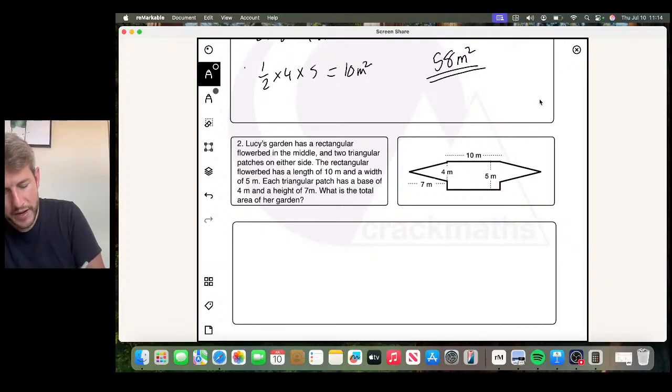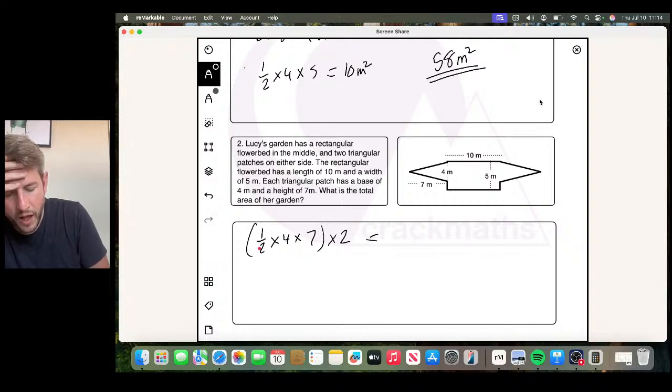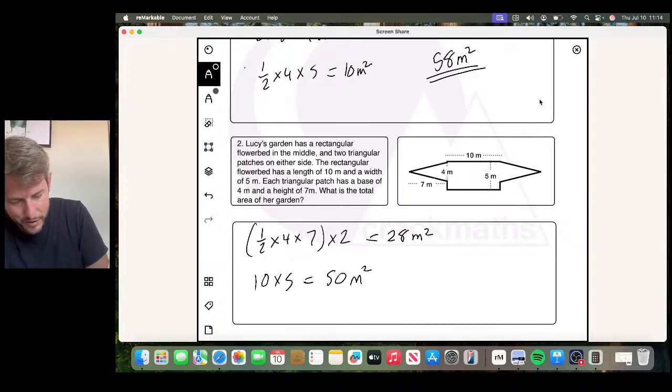So we have got the triangles, which is a half times 4 times 7. But then we've got 2 of those, so I can times that by 2. So let's work out what this is. So a half of 4 is 2. 2 times 7 is 14. 14 times 2 is 28 metres squared. And then the rectangle is 10 times 5, which is 50 metres squared. And if I add them together, that's going to make 78 metres squared.